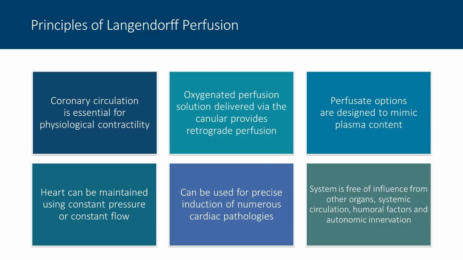Perfusate systems are designed to mimic the plasma ionic content. Obviously, we need a source of carbon, and this is up to the individual experiments. But also we need oxygenation, and we need to maintain physiological pH of 7.4 and also physiological temperature of 37 degrees Celsius. We'll also deliver the perfusate to the heart via either constant pressure or constant flow.